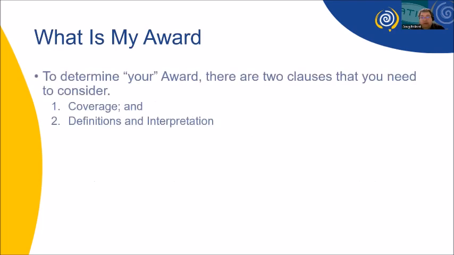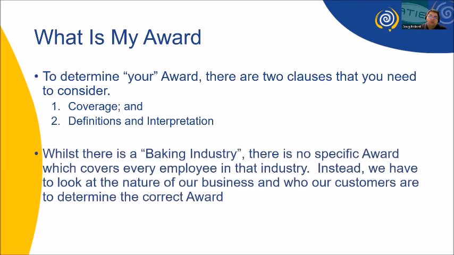So what is my award and how do you work it out? Well, there are two clauses you need to consider when determining what award covers your business. The first is coverage, and the second is definitions and interpretation. Whilst there is a baking industry, in inverted commas, there's no specific award for that baking industry. Now, I know I said that we talk about industry awards, but when you think about it, the baking industry is broken up into a number of different segments.